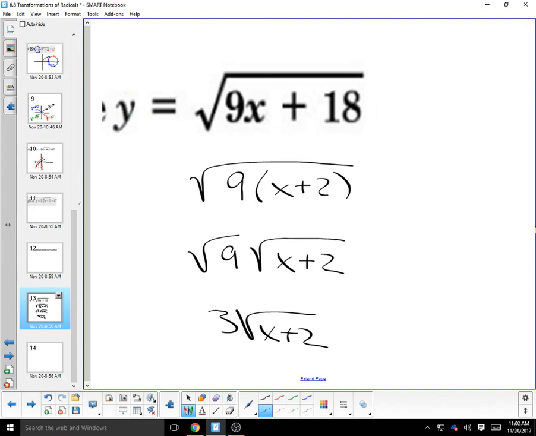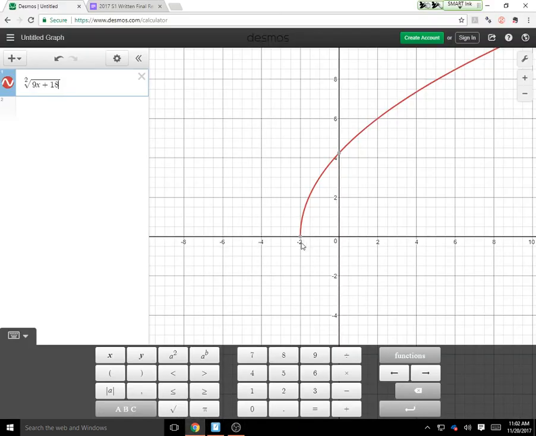If they ask you questions about, like, does this function have a stretch or shrink, what is the shift? A lot of people will say, did this get shifted left or right? How many units? And people will be like, oh, 18. And no, it's wrong. You just lost points. So, you see how at the end I've got 3 times the radical of x plus 2? And I go back to the graph, look at that. There's my 2. Wait, so then type in 3 times the square root of x.